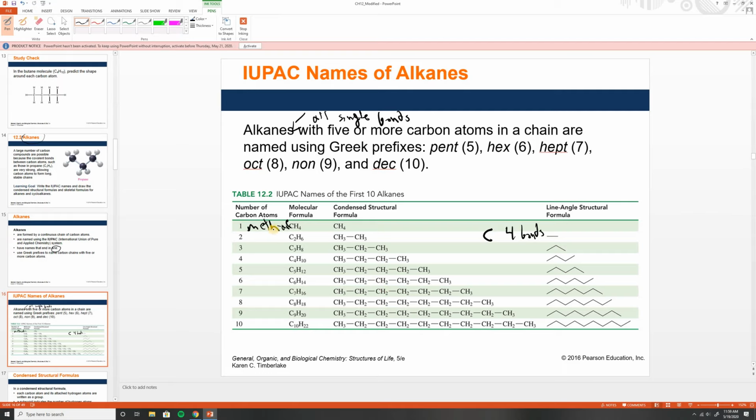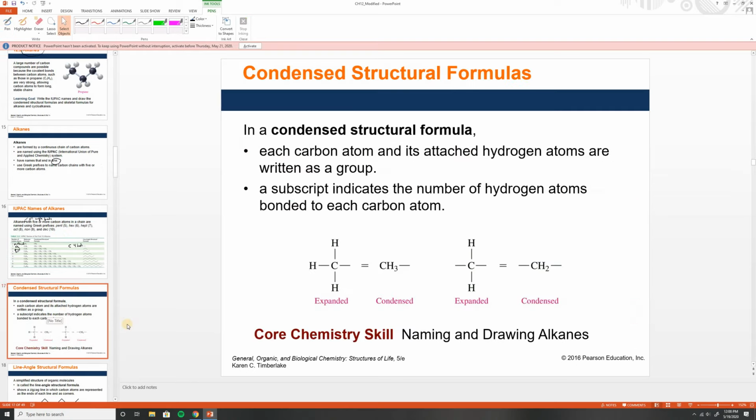So the prefixes, you have methane. For 2 it's eth, so ethane. For 3 it's propane. For 4 it's butane. And then 5, you can see they're written up here. After butane, it basically goes along with the shapes: pent is 5, hex, hept, oct, non, dec. So yeah, that's how that works.